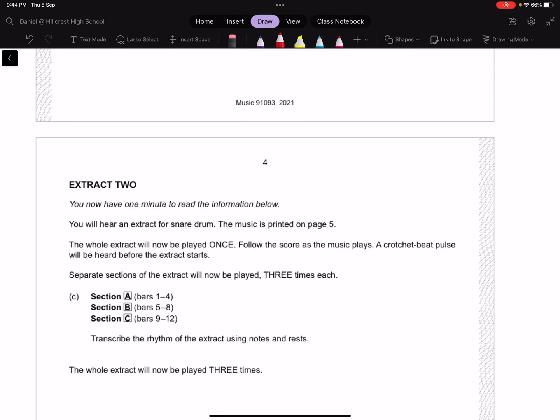Okay, we're now looking at extract 2. You have 1 minute to read the information below. I'll play the audio.